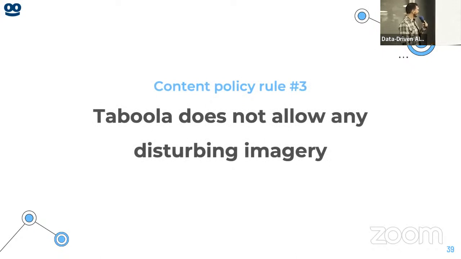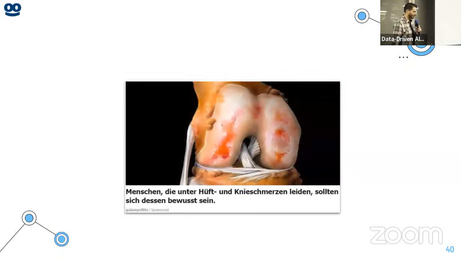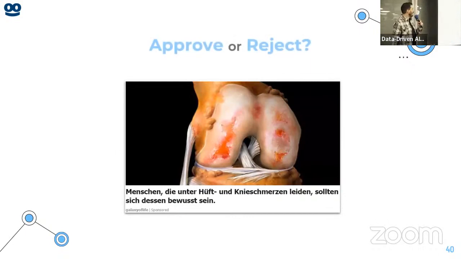One last challenge. So the content policy rule is Taboola does not allow any disturbing imagery. You ready? By the way, this is German. You are not that tired, okay? So who here would approve it? Raise your hand. This is a kneecap, by the way. It's a kneecap. Who would reject it?